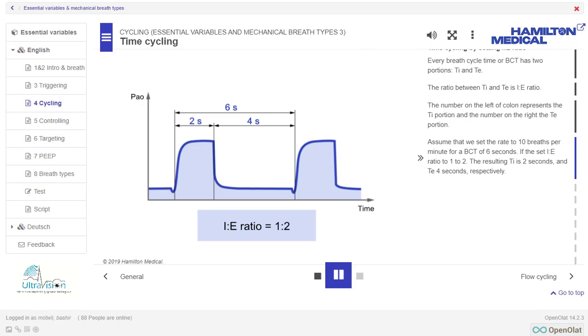Assume that we set the rate to 10 breaths per minute for a BCT of 6 seconds. If we set the I/E ratio to 1 to 2, the resulting TI is 2 seconds, and TE is 4 seconds, respectively.